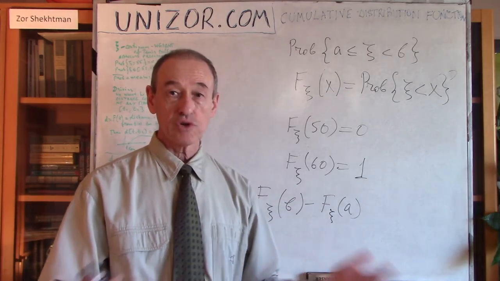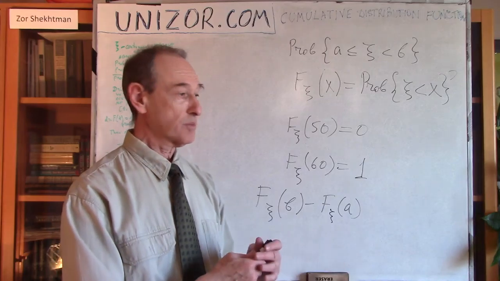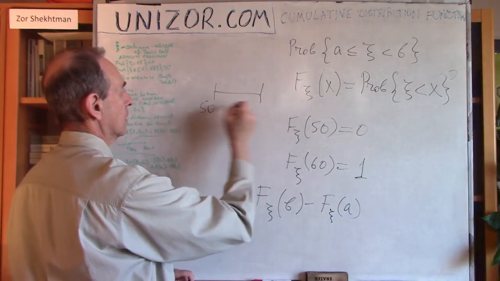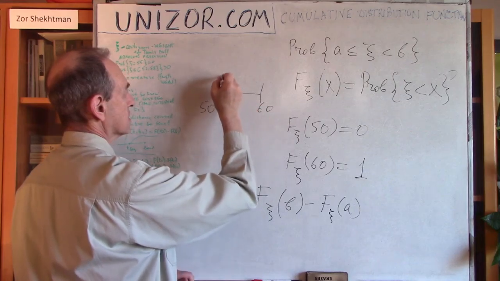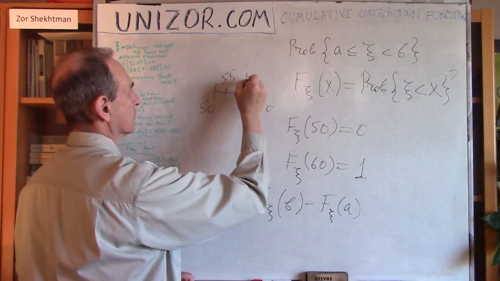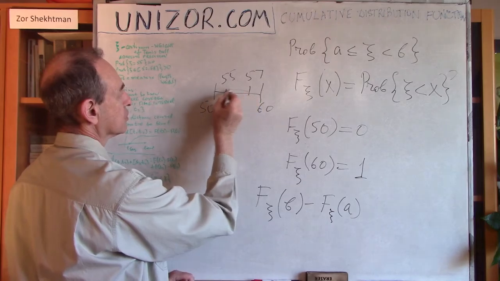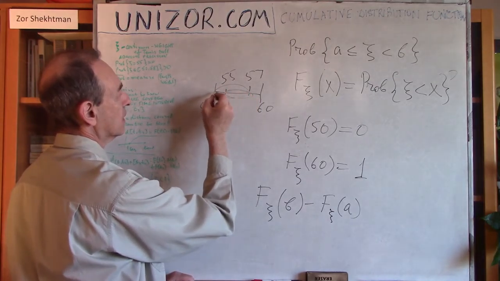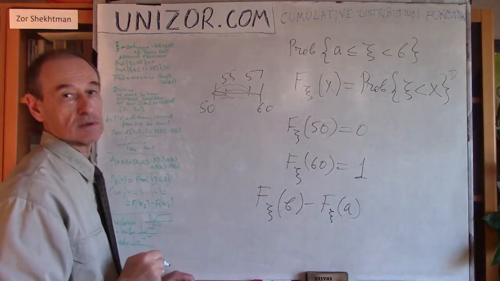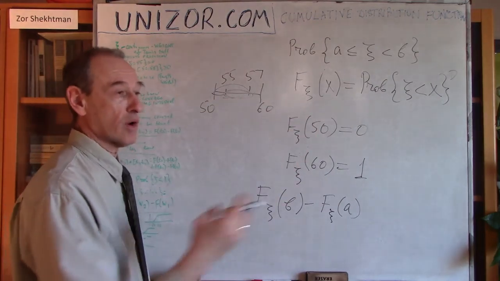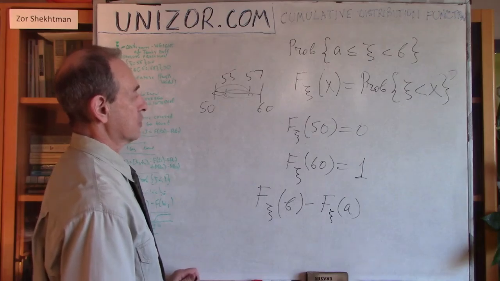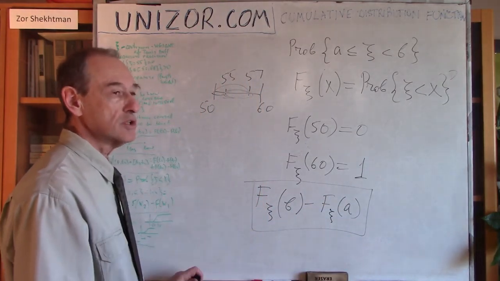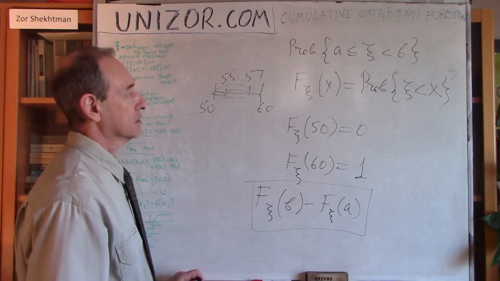Probability is a measure. Measure is an additive function. So, this is 50, this is 60, this is 55, this is 57. The probability to be within this interval is the probability to be within this interval minus the probability to be in this interval. It's exactly like the length or a weight or any other measure. So this is how we can use our cumulative distribution function.